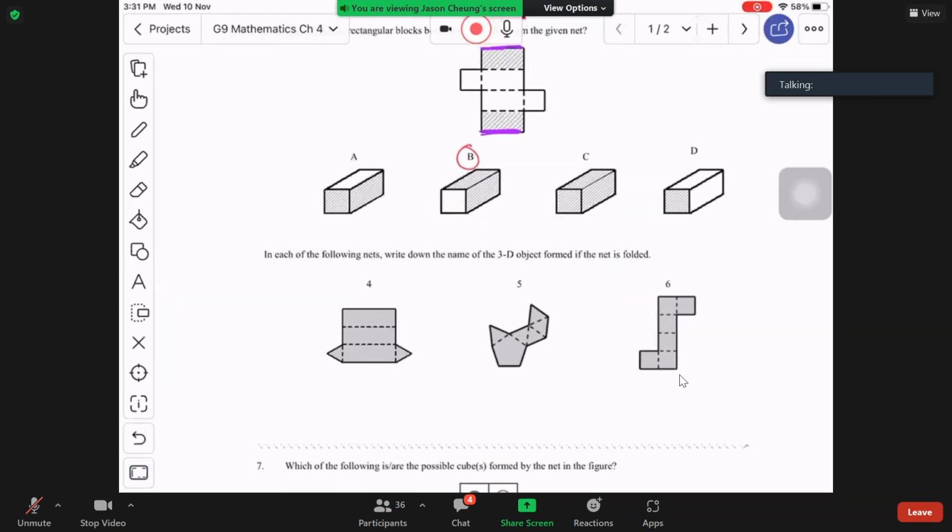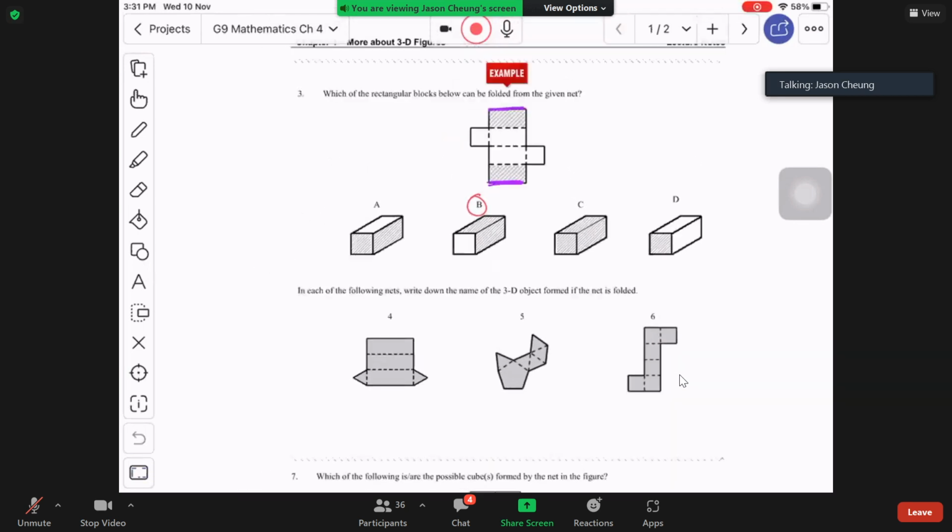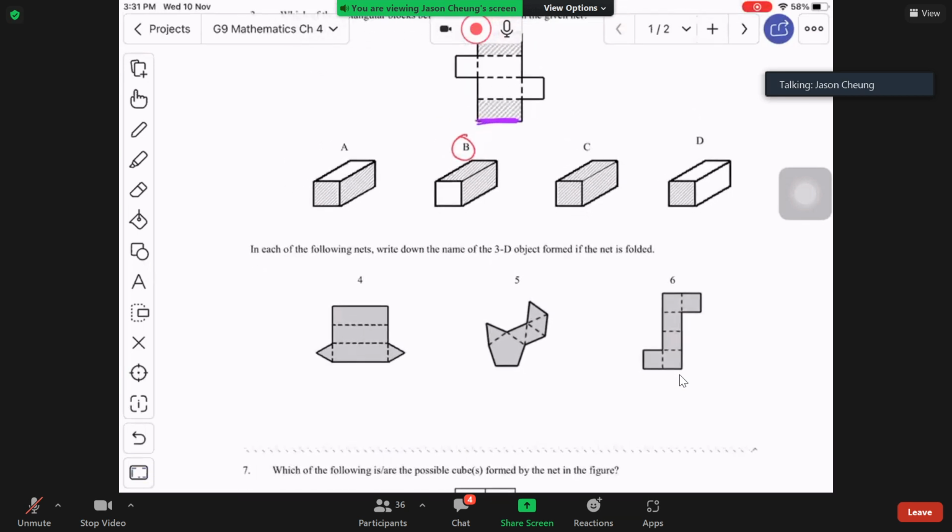All right. And the next one. The next example here. In each of the following nets, write down the 3D object formed if the net is folded. All right. So here for question 4, can you tell me what is the name of this one when you try to fold it?